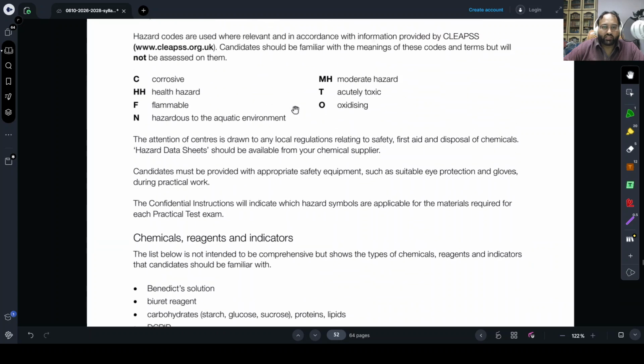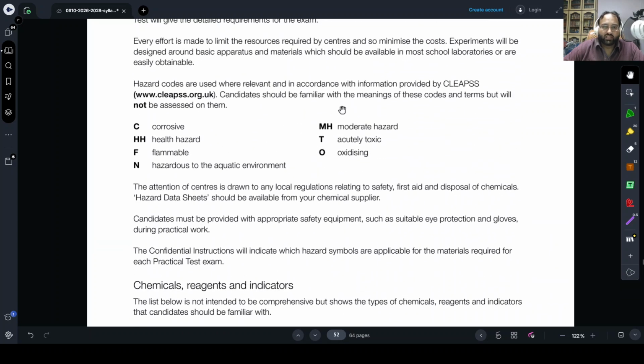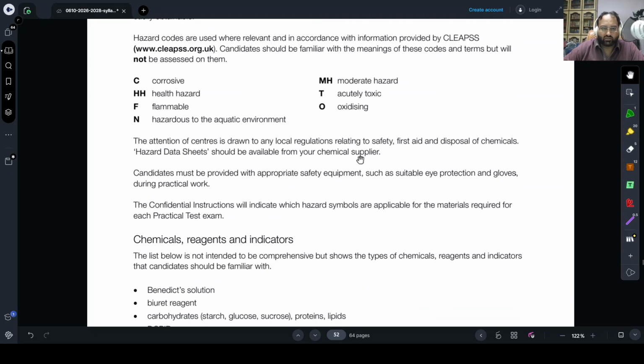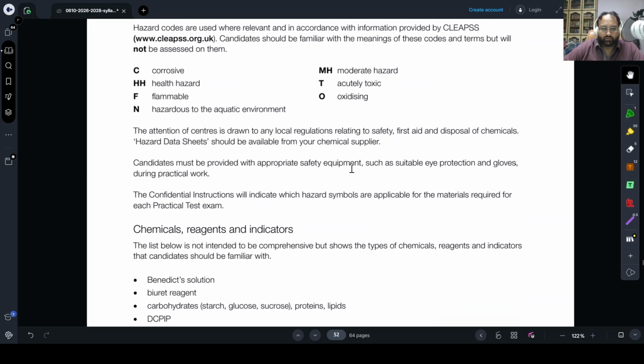So the chemical reagents, right? First of all, are the safety labels. So C is corrosive, double H is health hazard, F is flammable, N is hazardous for aquatic environment, MH is moderate hazard, T is acutely toxic, and O is oxidizing. All right, so those are hazard labels.